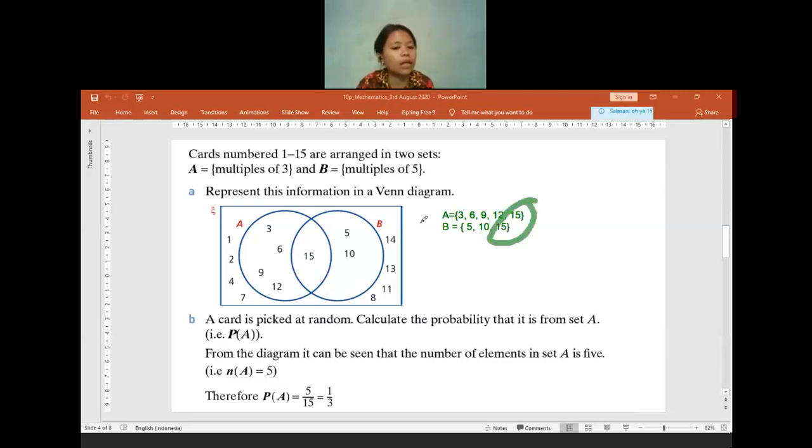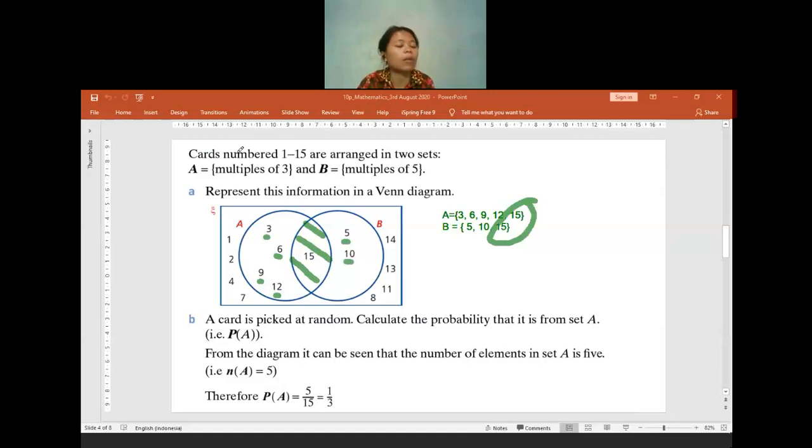When we draw a Venn diagram, the circles will have an intersection. In the intersection place, we put the number 15, because 15 is in the set A and also set B. So for the rest in set A, we can write the numbers 3, 6, 9, and 12. For the set B, the number 15 we already put in the intersection, so the rest we only have 5 and 10.